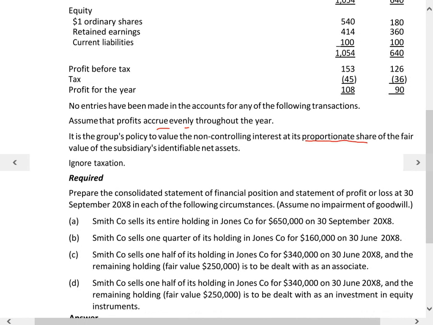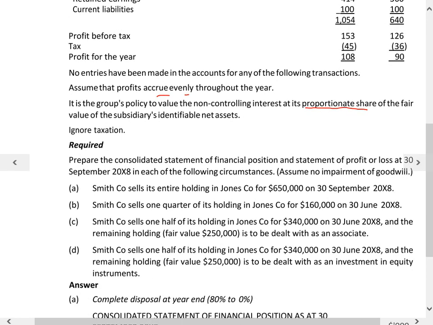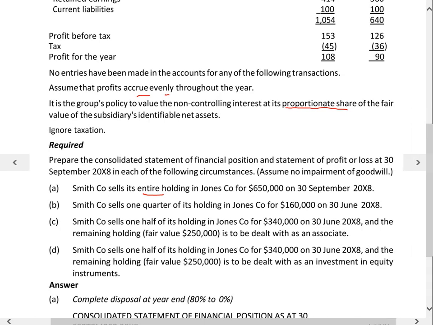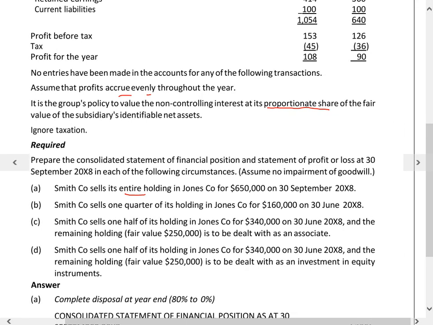Prepare the consolidation. We have four scenarios here. We focus on scenario A, whereby they sell the entire holding for 650 on the 30th, on the very last day. So from how many percent to how many percent? From 80% to zero.